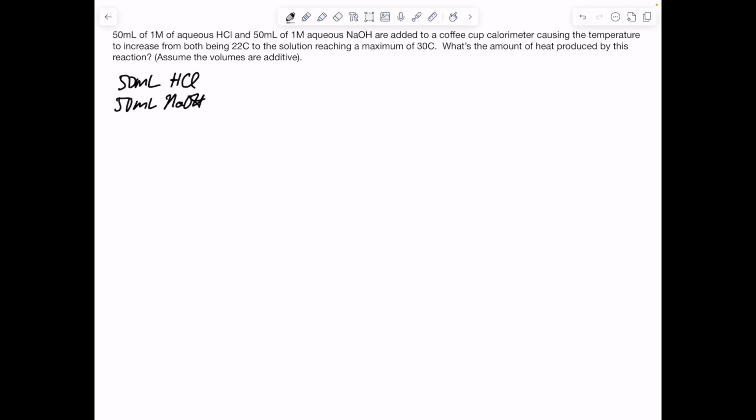And they're added to a coffee cup calorimeter. The temperature, so T1 was 22 degrees Celsius and T2 was 30 degrees Celsius. So it asks for the Q, the heat. Now, it says we have a hint here. Assume the volumes are additive. This means that we're going to be adding these volumes. 50 mils plus 50 mils is 100 mils.